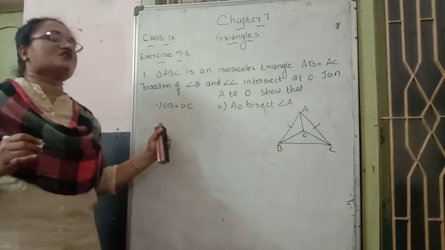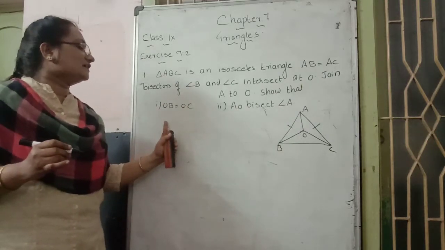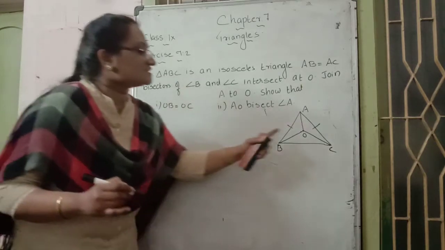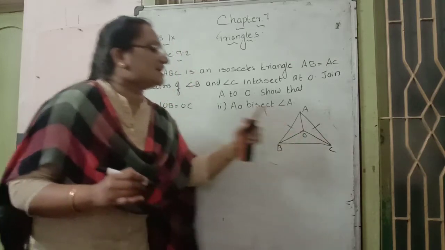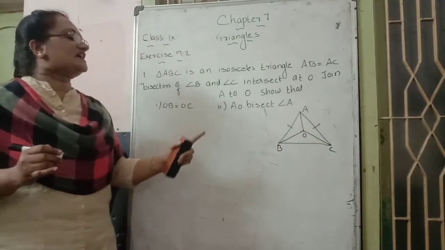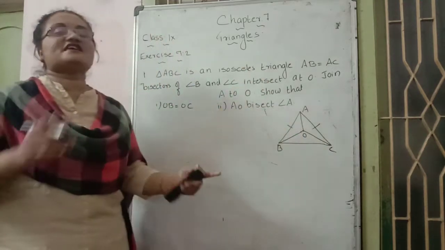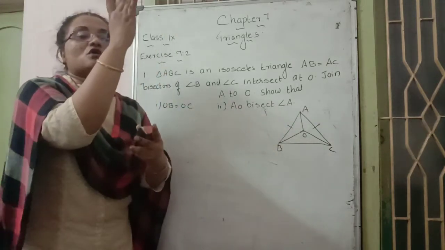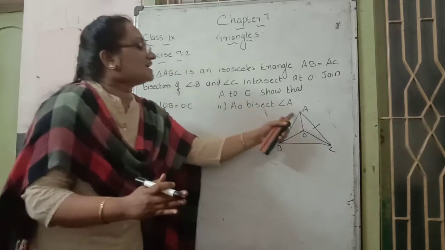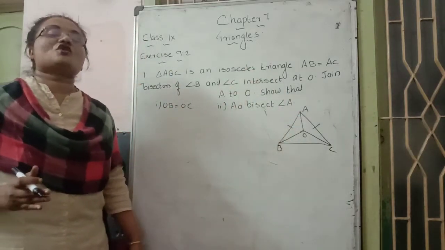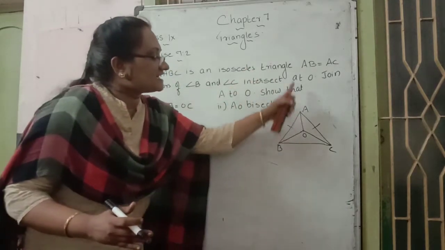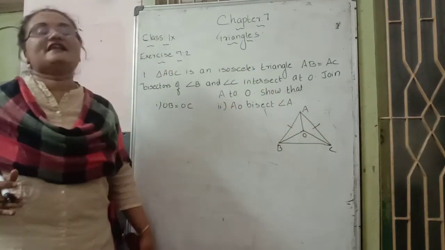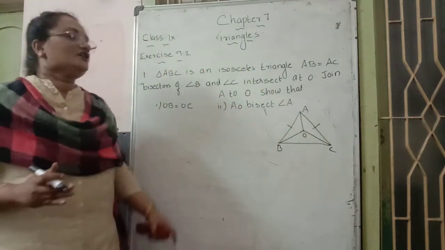Then there are two cases we want to prove. The first case is that OB and OC are equal. In the same way, we can say OA is the bisector of angle A. That means the line OA is cutting our angle A. The bisector of angle A means this angle is cut by the line OA. That is the meaning of this question.